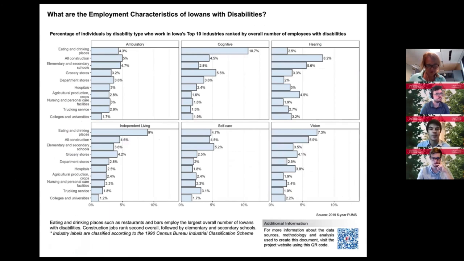Then a piece of information that we wanted to pair with that was what kind of industries individuals with disabilities are involved in. So you can see here, faceted by disability type, the top 10 industries ranked by overall number of employees with disabilities. A way this information could be applied is, if the goal was to apply some sort of intervention or enable workforce participation, this could tell you where some of those programs might be most effective.